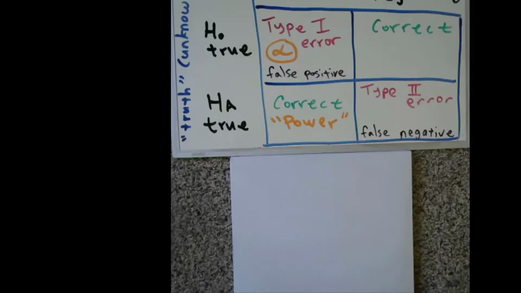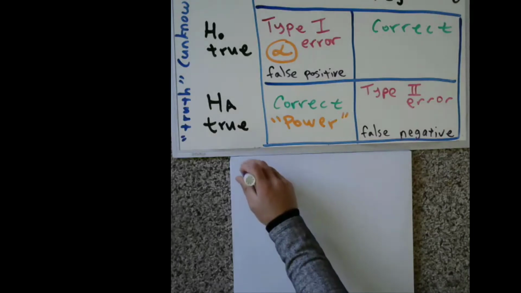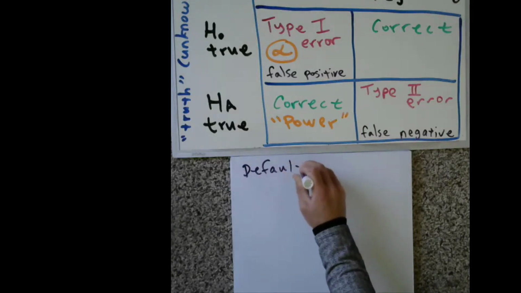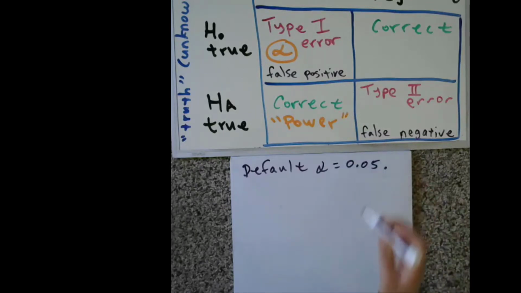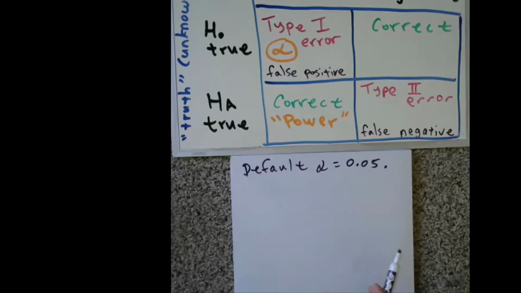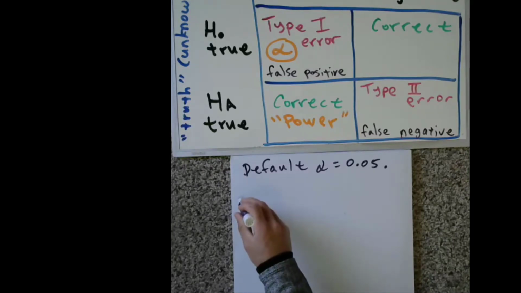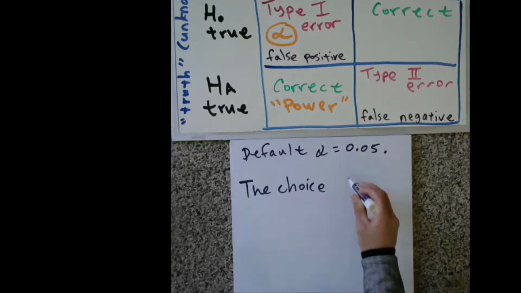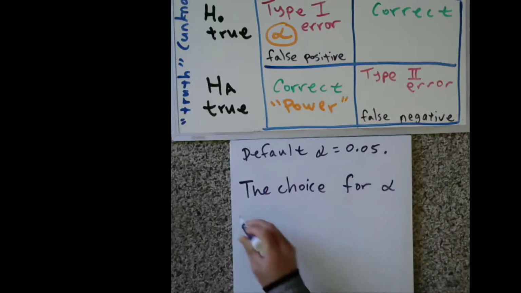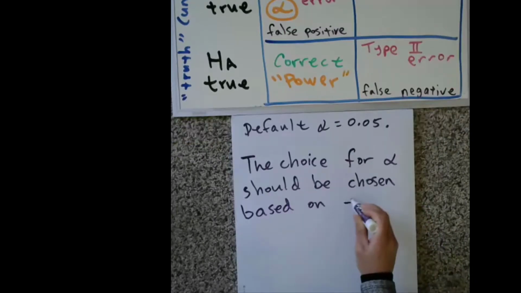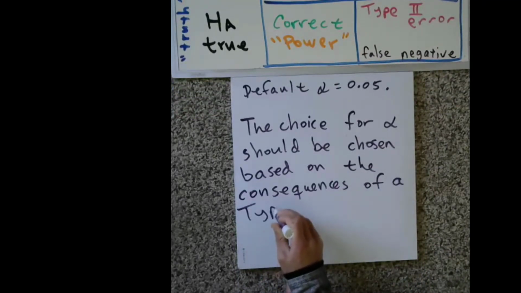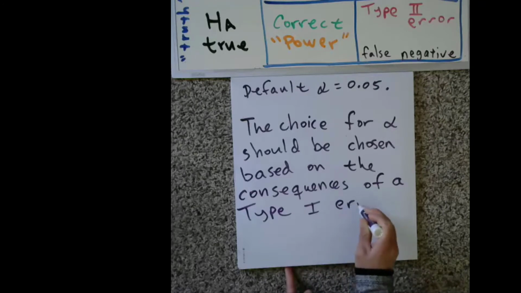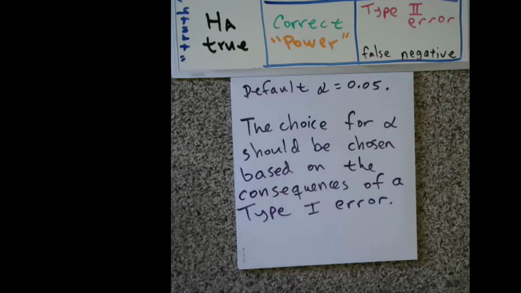Up until this point, we've often said that the default value for the level of significance is 0.05, and that's still true. But truly, the choice for alpha should be chosen based on the consequences of a type 1 error. And we're going to discuss some of those consequences here in a moment.